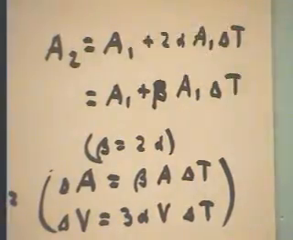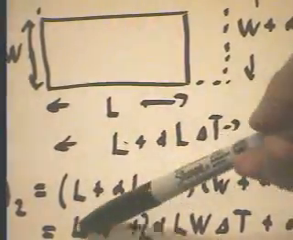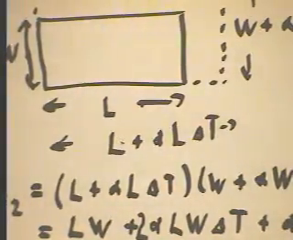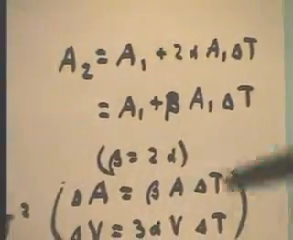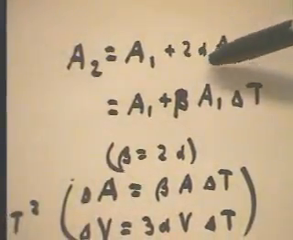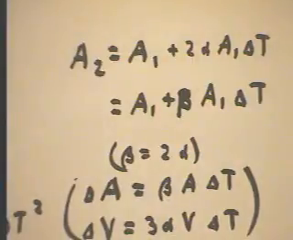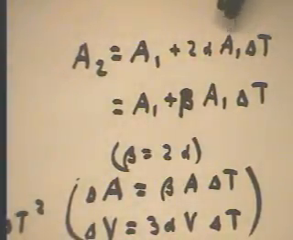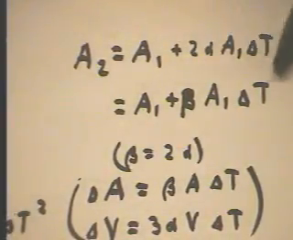Now, what do we mean by A1? Should have mentioned that over here, but A1 is just LW, the area of the original figure. And we see that we got LW or A1 here, and we got LW or A1 here. We simply write this expression substituting A1 for LW, and we see that area 2 is A1 plus 2 alpha A1 delta T. This says that the area increases by the proportion alpha delta T.